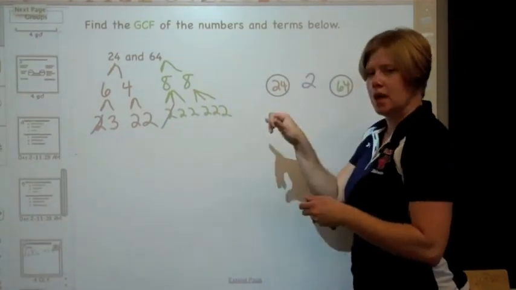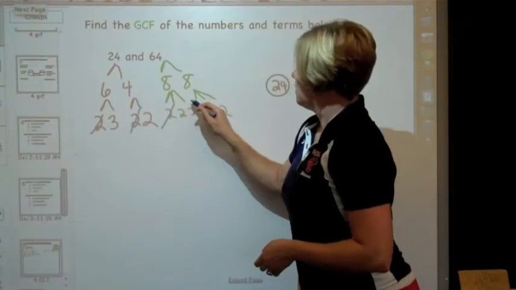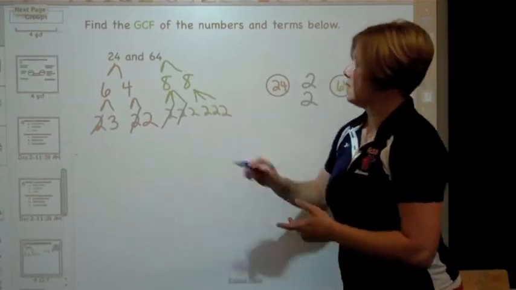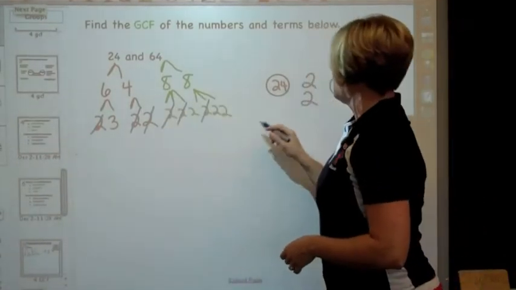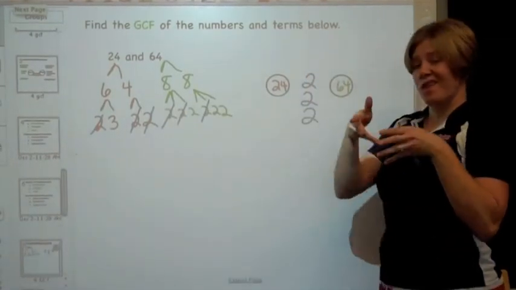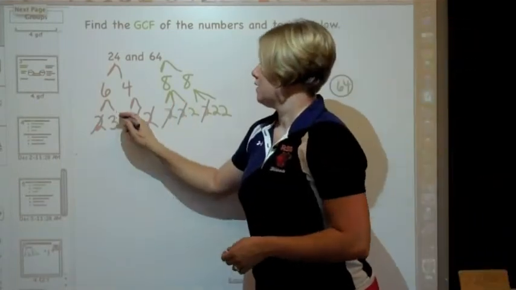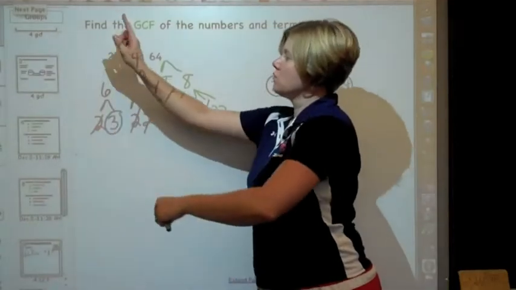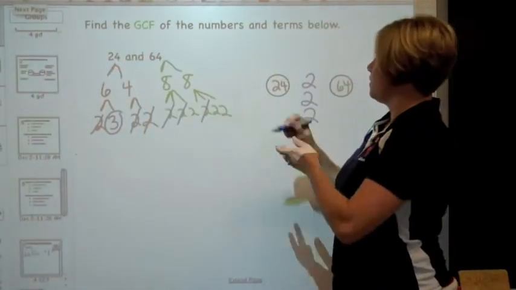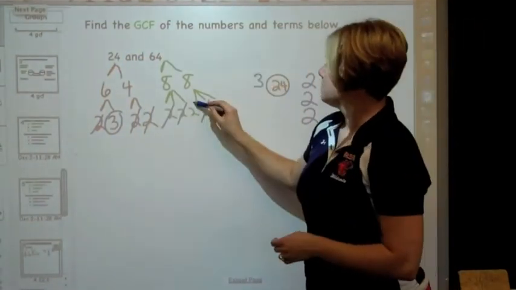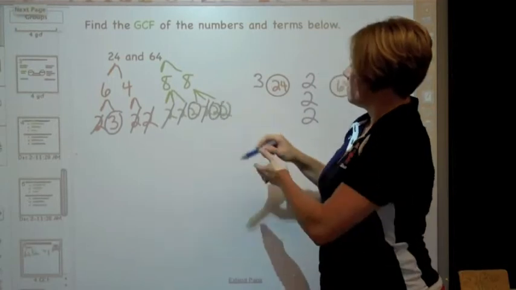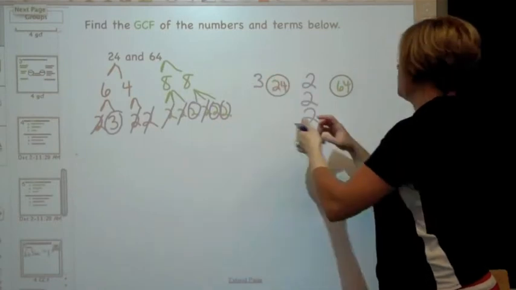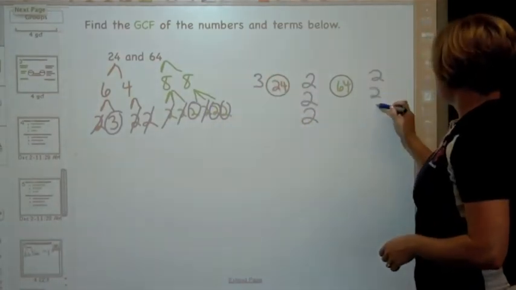Next I'm going to look for more common factors. And let's see, I've got a 2 and a 2 again. Again, I write it one time, and here is another 2 and a 2, so I'll put that here. And then the numbers that are left, the 3, there isn't a 3 over here on the 64, so it goes just with the 24. And then on this side I have a 2, a 2, and a 2, and I'm going to put them with the 64. I need to write 3 of those, so 2, 2, 2.